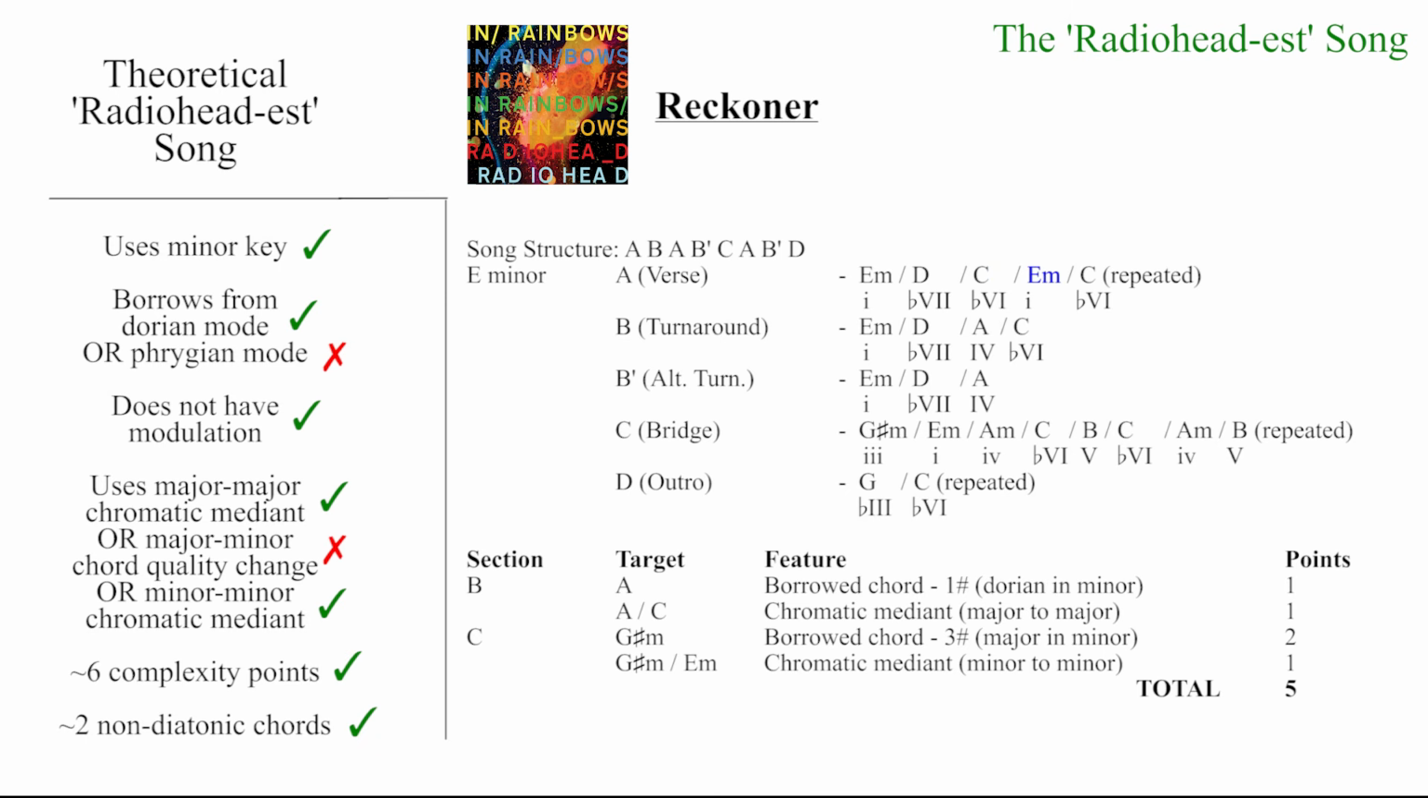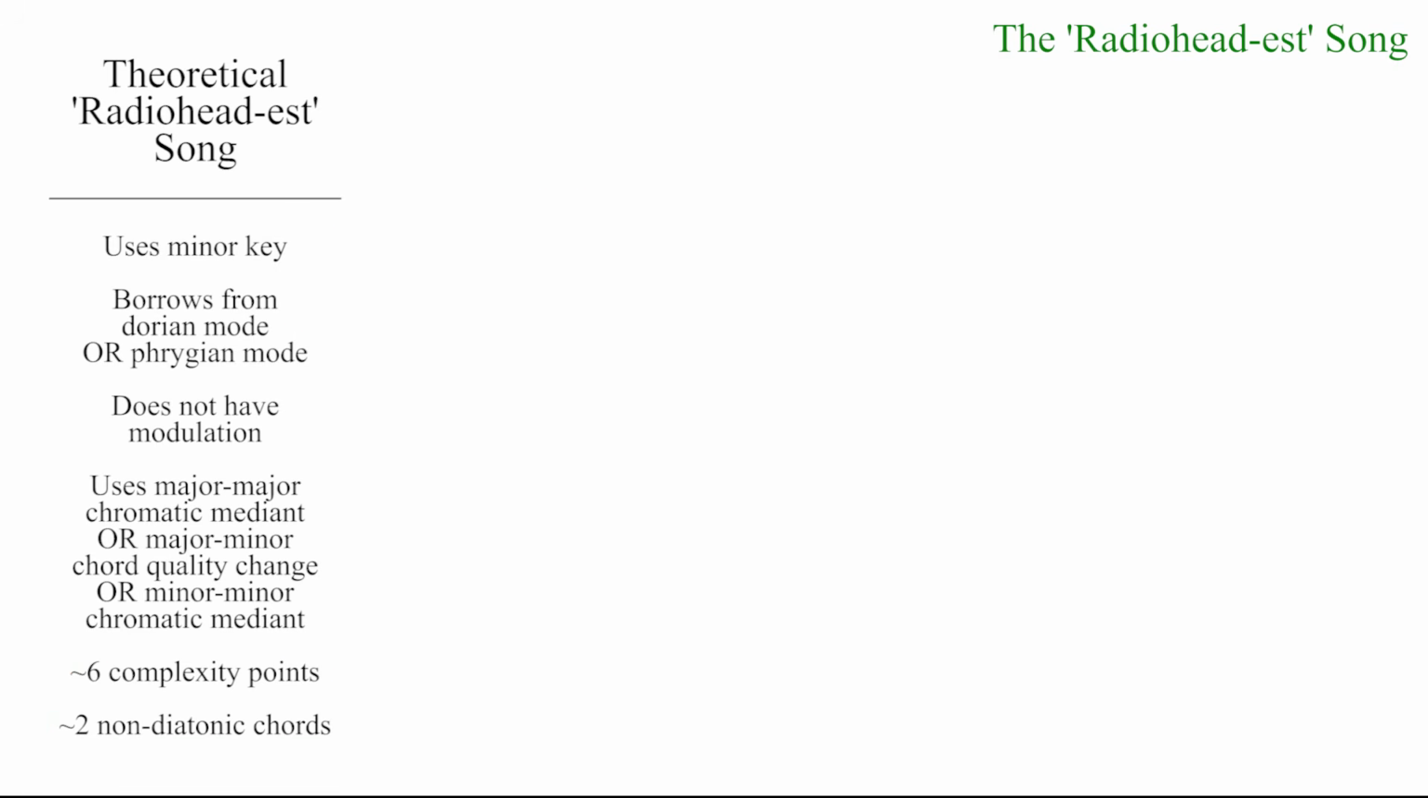However, you could also make the argument that the Radiohead-est Song should be allowed to have more points and more non-diatonic chords than the average. After all, Radiohead's more complex songs are what make them unique. In contrast, there are a lot of very simple, forgettable songs, especially from their first 2 albums, that drag these averages down. So ignoring these parameters, what song would we get?